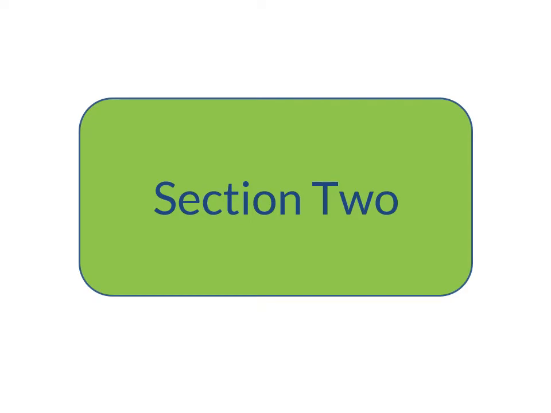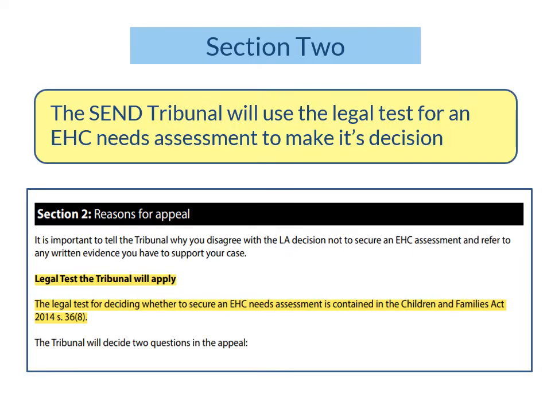We're moving on to section 2, which is the heart of the appeal, the reasons why you disagree with the local authority decision. The SEND tribunal will use the legal test for an EHC needs assessment to make its decision. So let's just remind ourselves of that legal test.